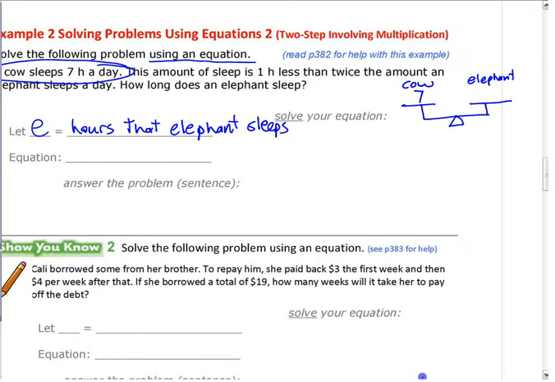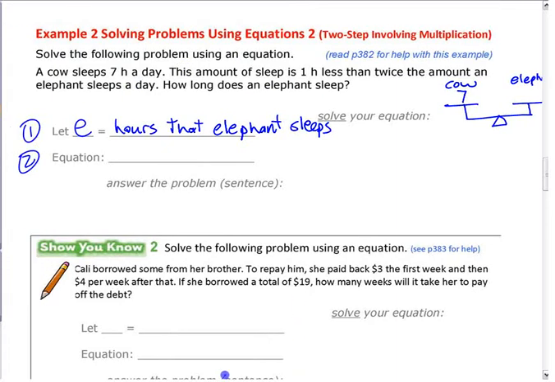What does it say here you have to do to the amount that the elephant sleeps to get 7? It says this amount. So 7 is 1 less than twice. 1 less than twice. Let's highlight it. 1 less than twice the amount an elephant sleeps.